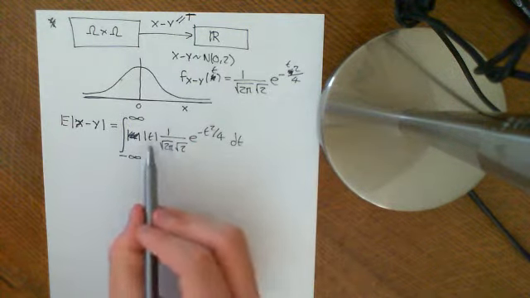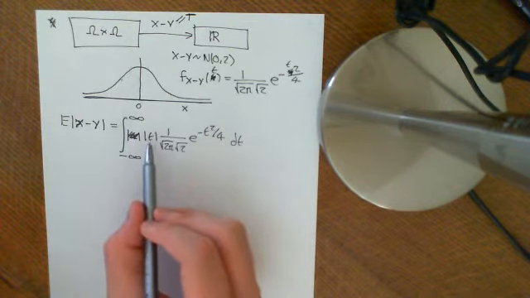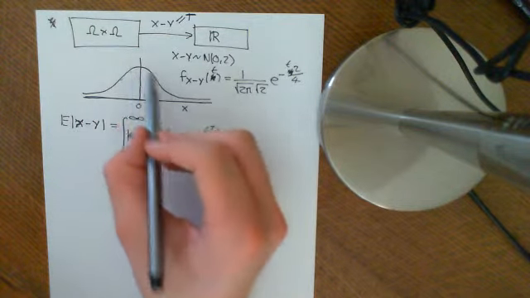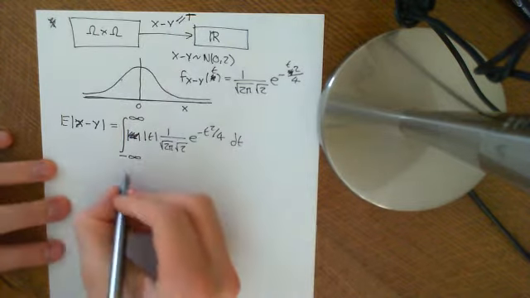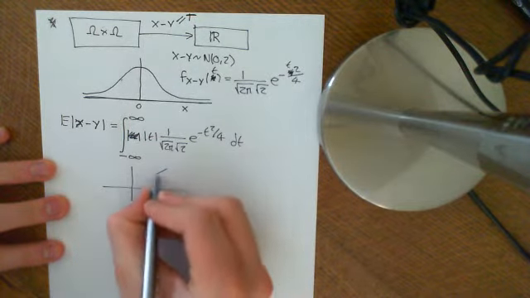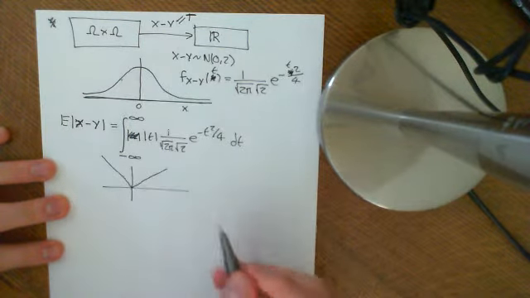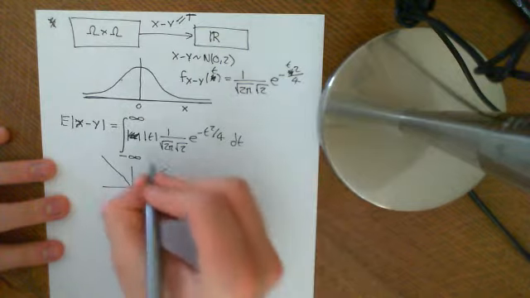But you will notice that this function is completely even. If I multiply by the modulus of t and this here, this function is even, meaning that it's symmetrical in the y-axis. But the modulus of t is also even, because if I draw that, it's this. So when I multiply this by this, I'm still going to get a function that is symmetrical in the y-axis.